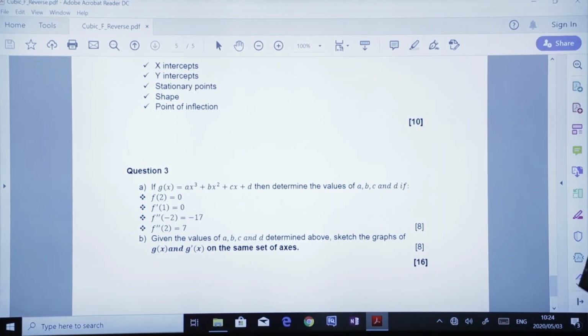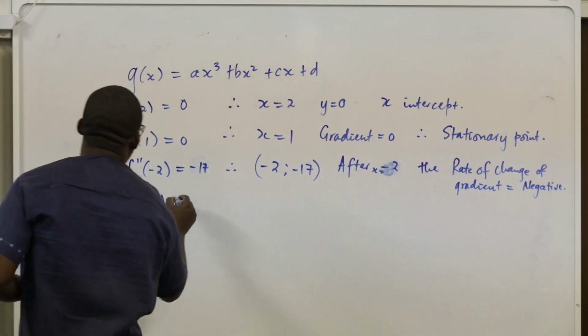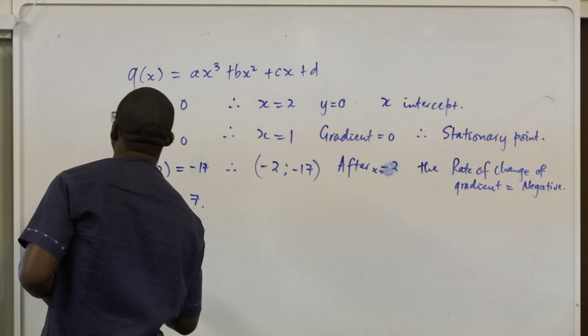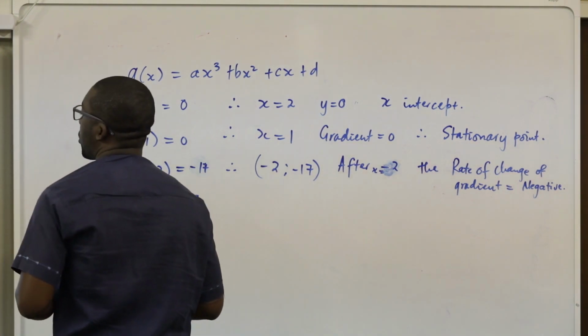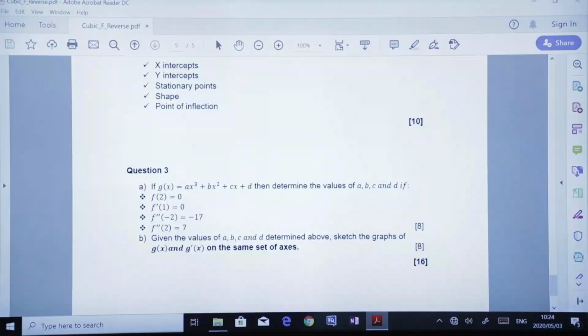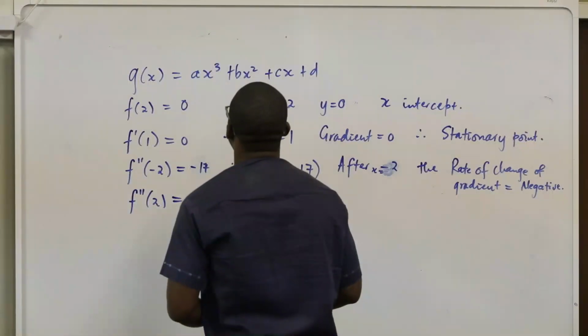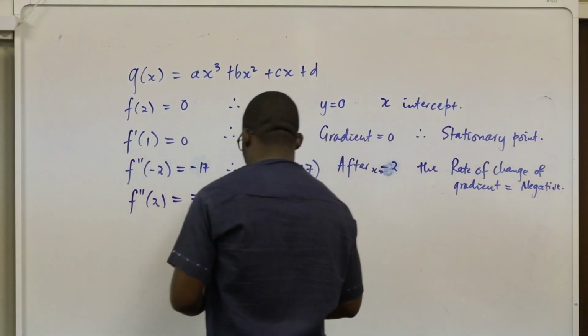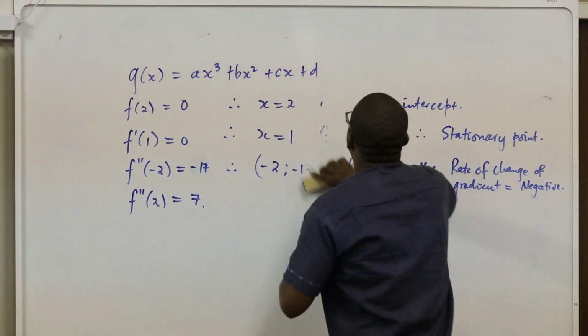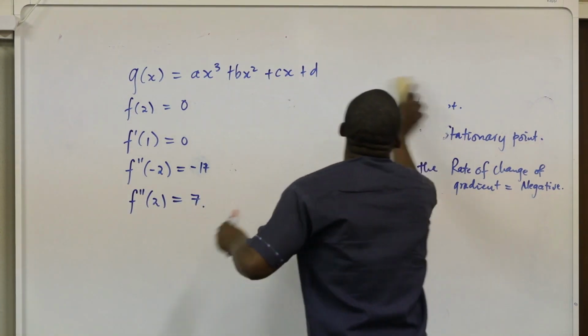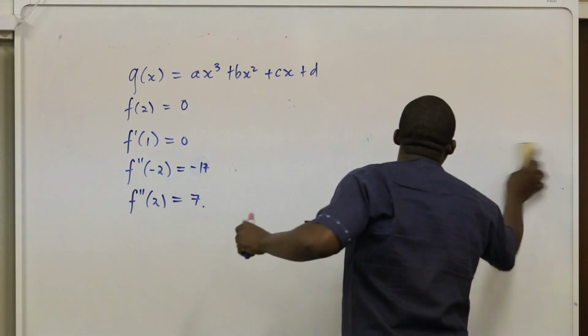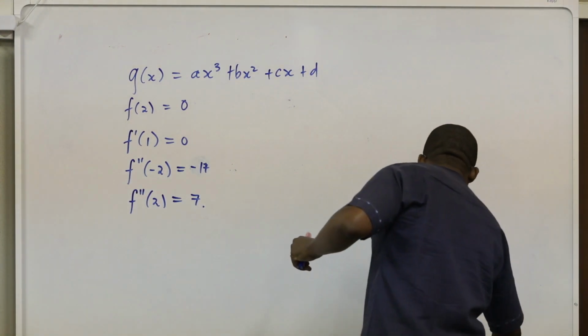Lastly, they say f double prime of 2 is equal to a positive 7. This is just a point on that graph. So how do we combine all this information? The first one we have is the x-intercept. I'm going to take away all this analysis and differentiate the function once and then twice, and then we back substitute.